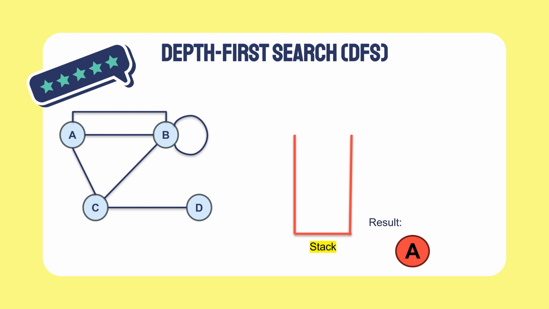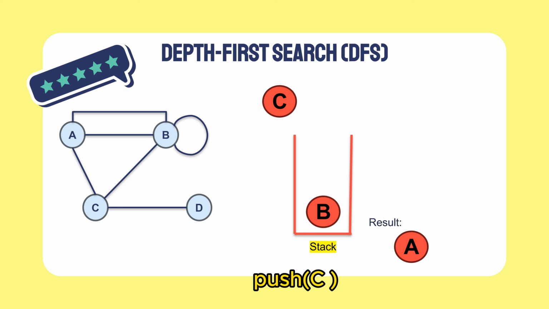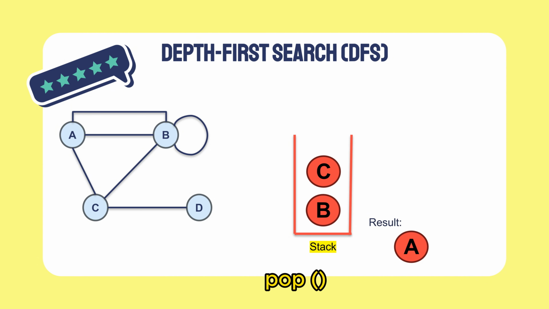Next we visit all the neighbors of node A, which are B and C. We push them both onto the stack. Since C was pushed last, it will be the first to be popped. We pop node C from the stack and add it to our result list. Now our result list is A and C.